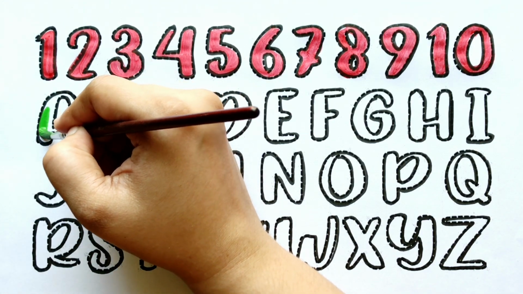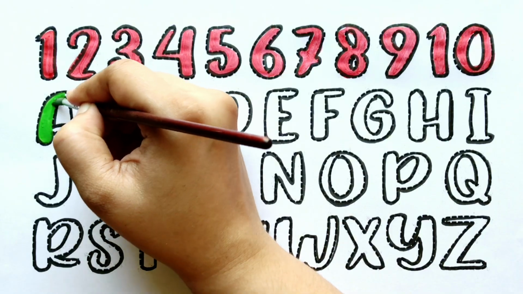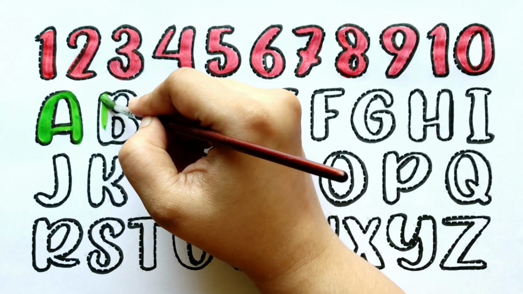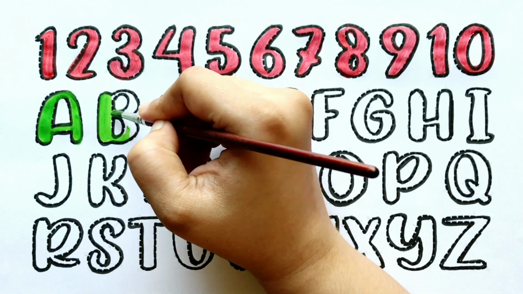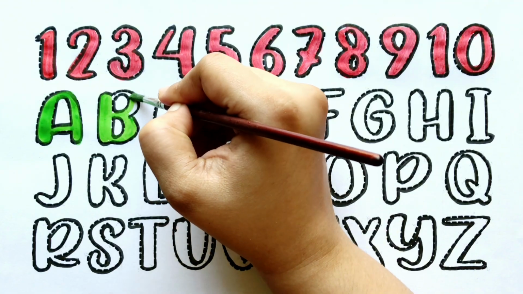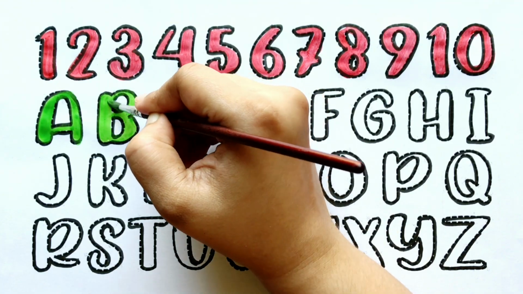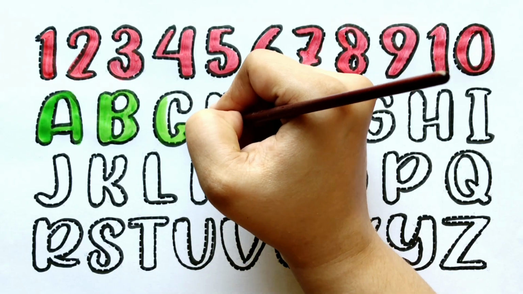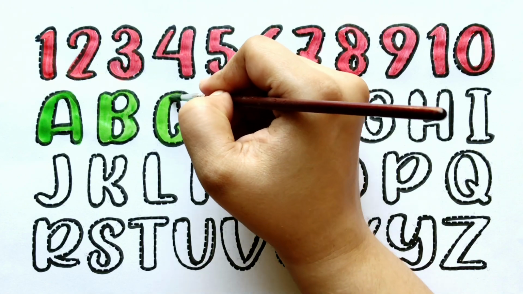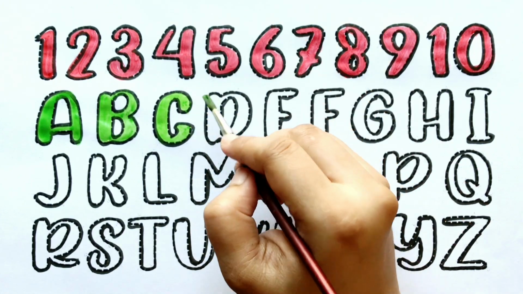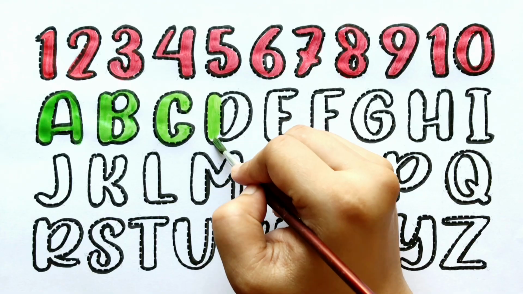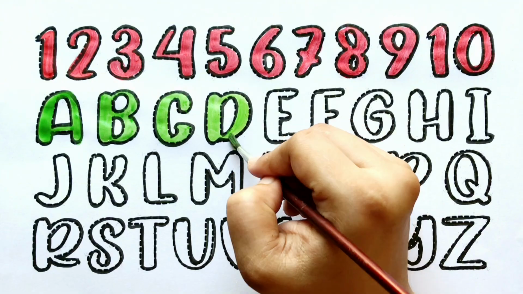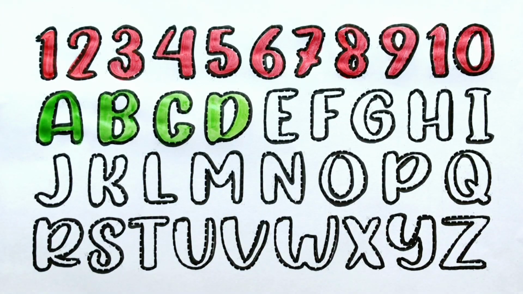Alphabet. Next, green color. A for airplane. B for ball. C for cow. D for dog.